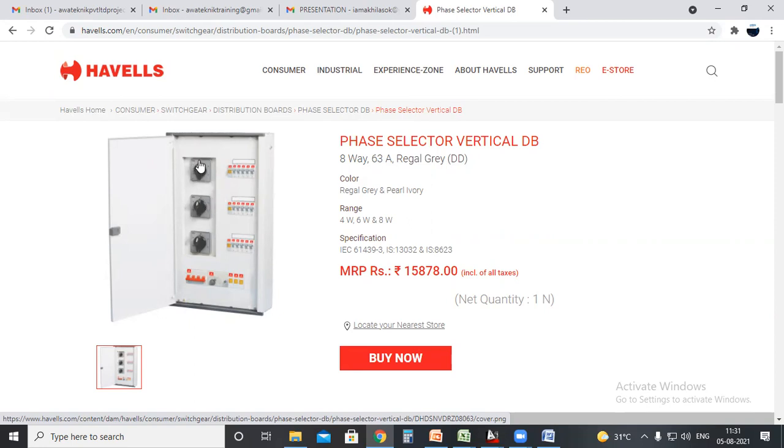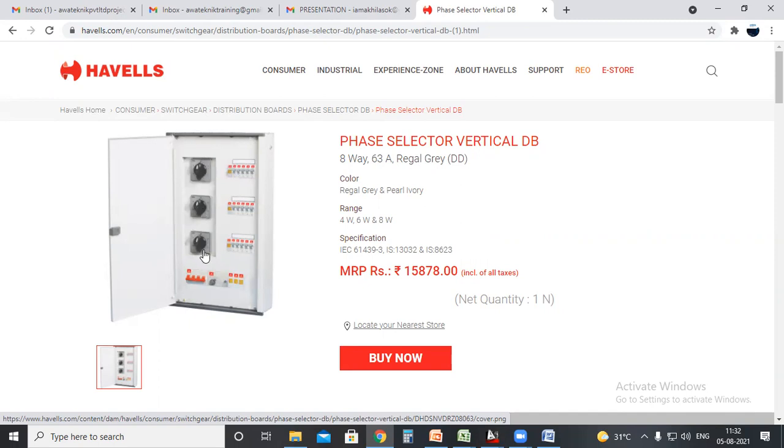Okay, so that means initially it was R, Y, B. But when you rotate this to a particular phase, for example, you are rotating into the Y, now it will be Y, Y, B. But the disadvantage is that you rotate this into the Y phase, and now the system is unbalanced, since you have made it YYB.